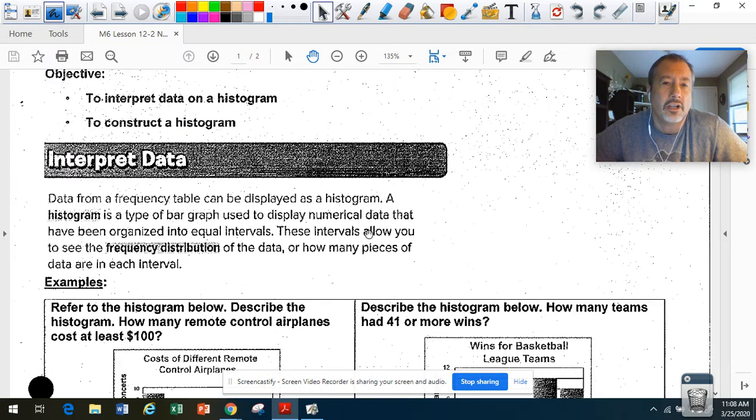But let's look and see what it says about a histogram. So data from a frequency table, we'll talk about a frequency table in a bit, those are the tally marks, can be displayed as a histogram. A histogram is a type of bar graph used to display numerical data that has been organized into equal intervals. And we'll talk more about those equal intervals in a little bit. These intervals allow you to see the frequency, so how often it occurs, the frequency distribution, so how it's spread out, of the data, or how many pieces of data are in each interval.